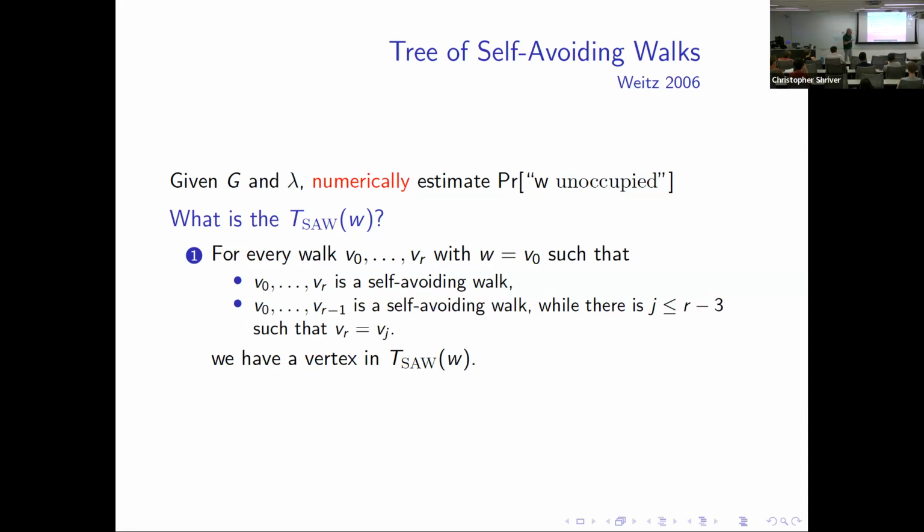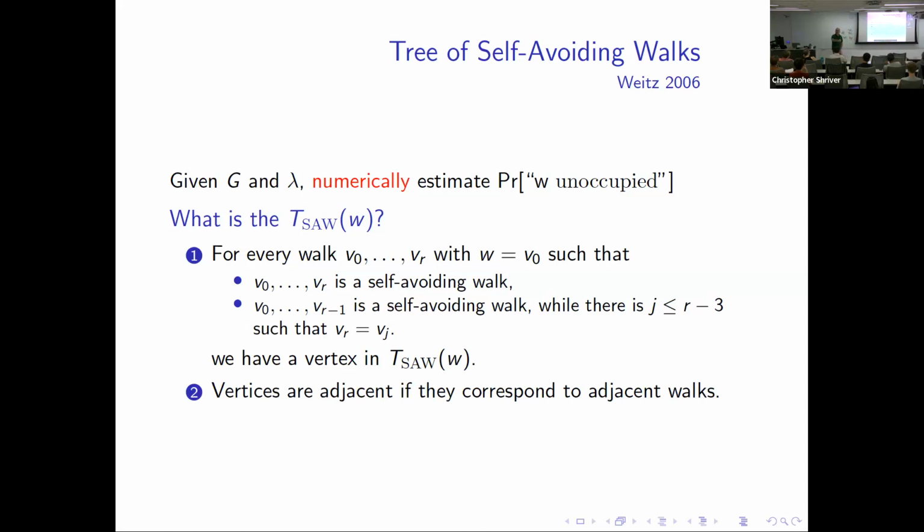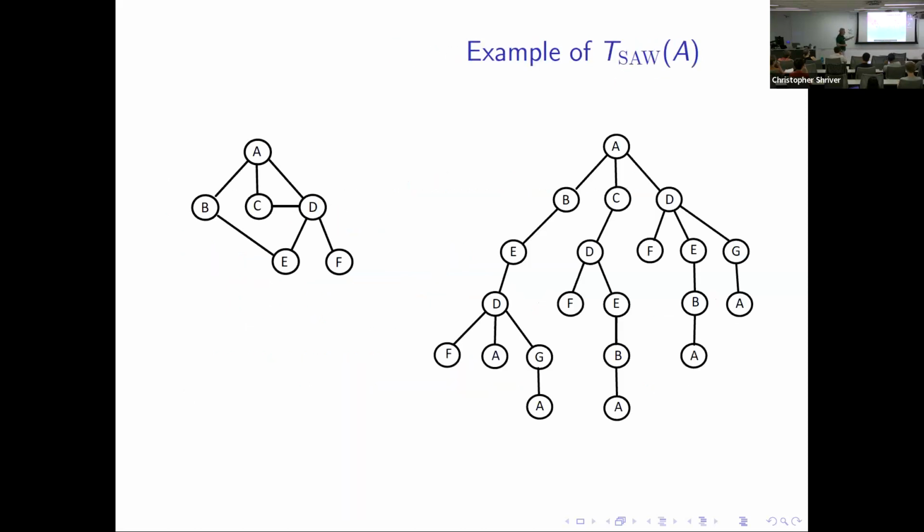So for each of these walks, the construction T_SAW has a vertex. It's a tree, and the vertex set corresponds to each one of these walks, right? So what is the edge set for this tree? Two vertices in T_SAW are adjacent if the corresponding walks are adjacent, meaning one walk extends the other. Okay, I think it's best to just give you one example.